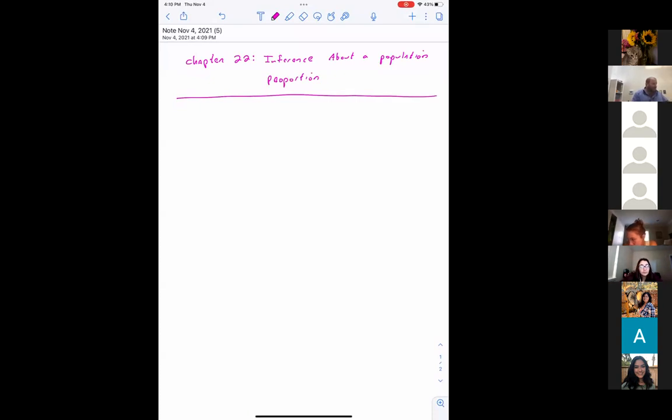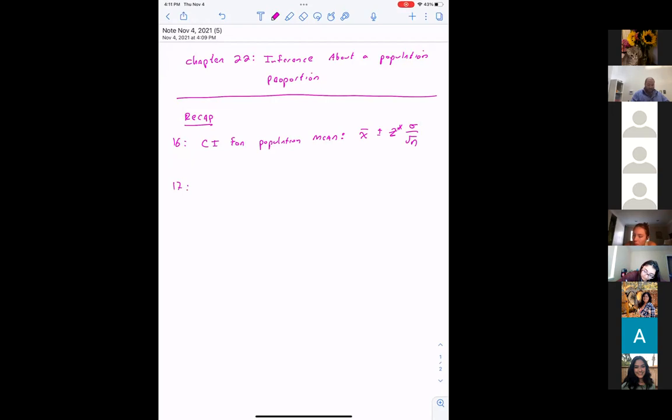So let's remind ourselves what we've done so far in terms of inference, which is the major part of this class. In chapter 16, this is a recap. 16 was an introduction to confidence intervals, and specifically, we did a confidence interval for a population mean. And if you recall, it was X bar plus or minus Z star, sigma divided by the square root of n. Of course, that was the formula when we know sigma.